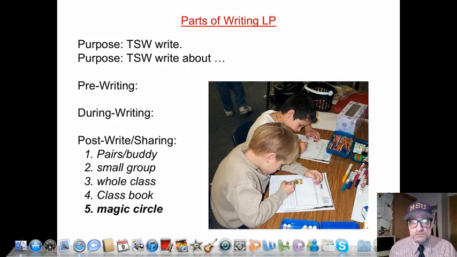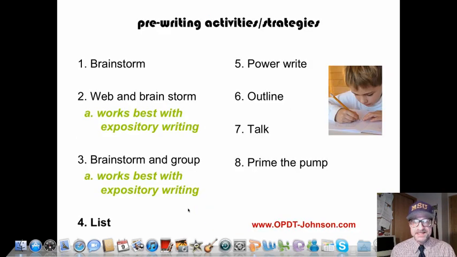Then students are able to put their writing in a draft portfolio and engage in the rest of the writing workshop. The post-writing and sharing, this is where they share. They get their ideas and they share it with another person, and we're going to go over these in just a minute. Here are some pre-writing activities, and if you get to my website and contact me, I'll be happy to send you the thinking frames for each one of these. But these are all things used to help students generate ideas.